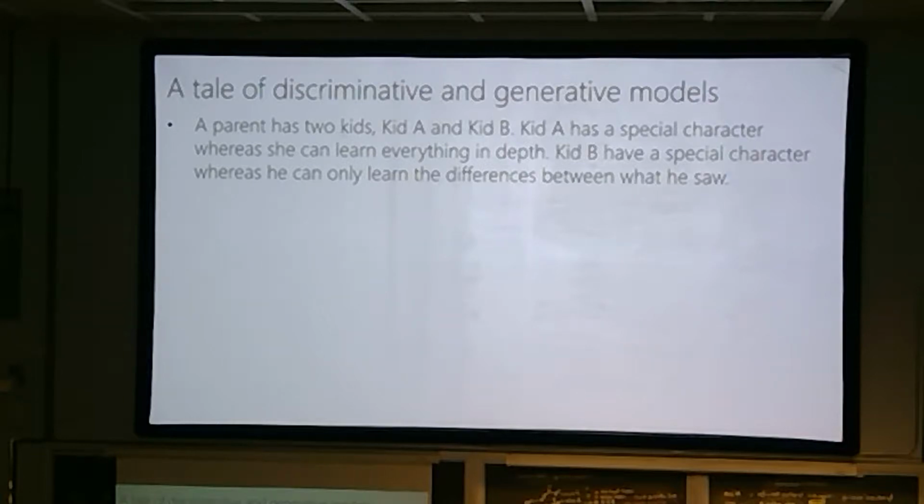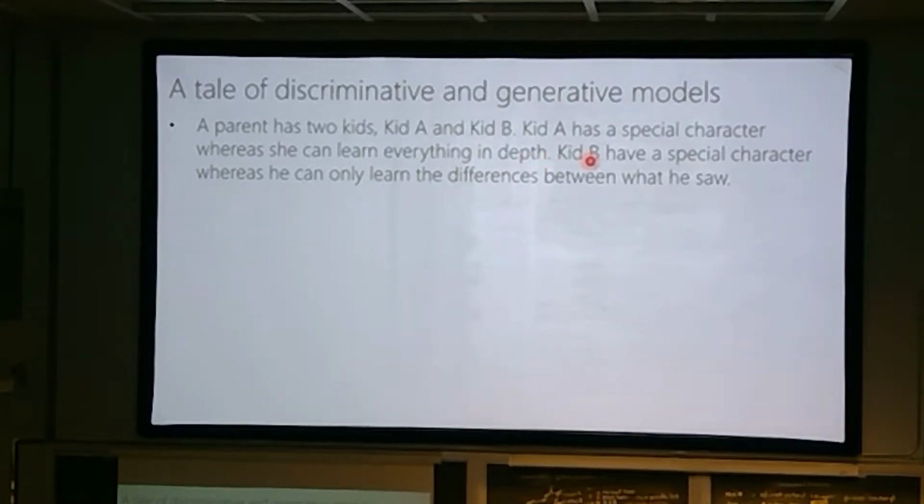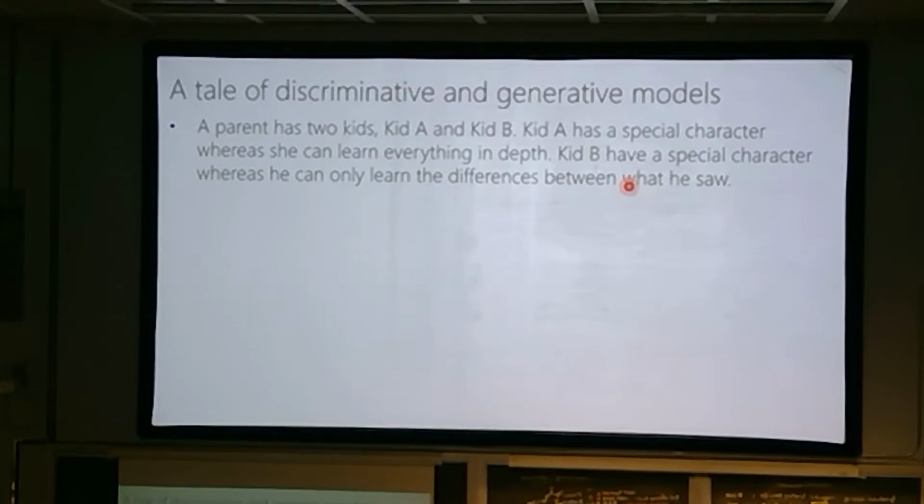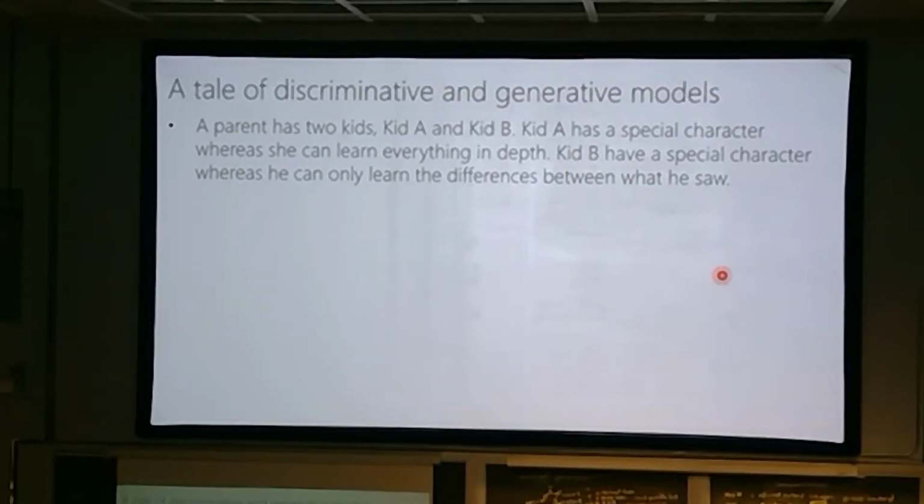So before we do that, I actually just found this today. I've never heard this, but I thought it was a really nice pedagogical story. This is someone describing the difference between a discriminative and generative model by instantiating them as children who are learning to recognize animals at a zoo. There are two kids, Kid A and Kid B, and they have different learning styles. Kid A has a special ability where she can learn things, let's say, in depth. And we'll see what this means as we go on with the story. And Kid B has a special character where he can only learn the differences between what he saw.